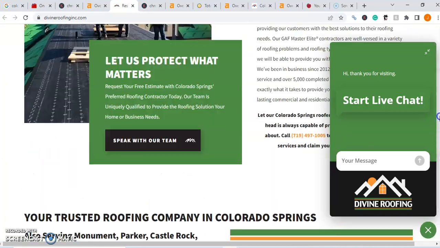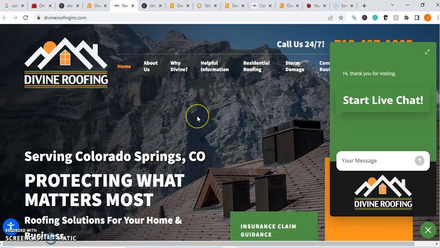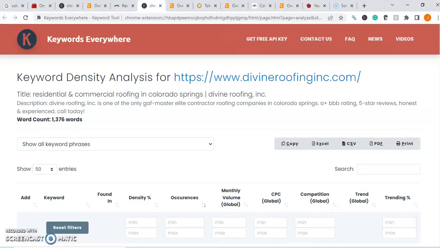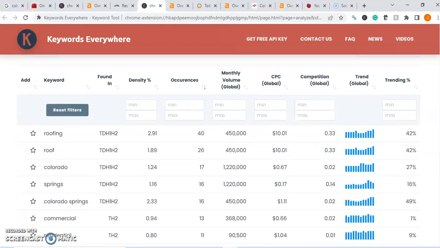But ultimately, like I said, you can't rank number one with just content. You need to make sure that it's relevant content. So let's take a look at their keywords and see what they're working with so far. So once again, we're back to keywords everywhere. And if we scroll down, we have roofing at number one. Like I said, very industry specific search term.